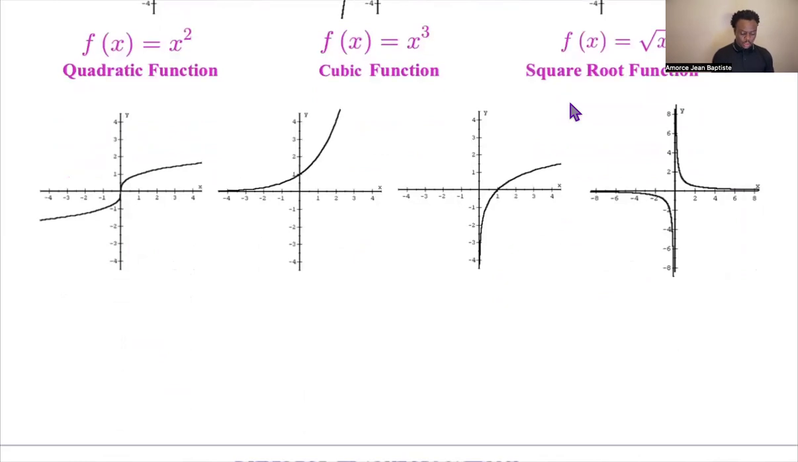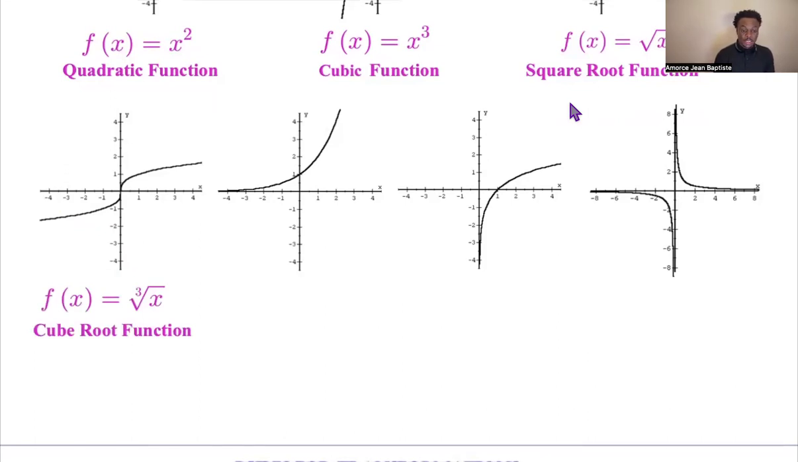And so on. This graph here is also one of the parent functions you need to identify when the graph is given to you, whether it's transformed or not, but you need to know what type of parent this function came from. So that's going to be f of x equals cube root of x. That's a cube root function.